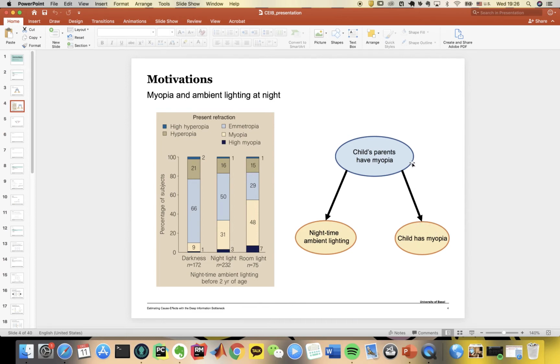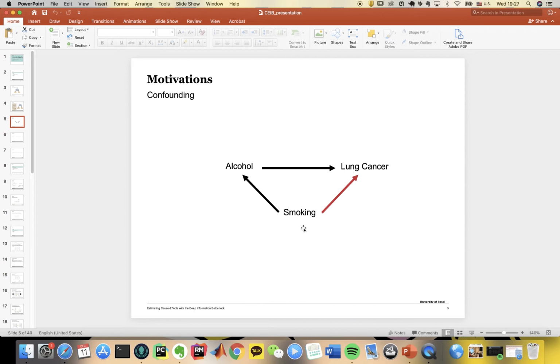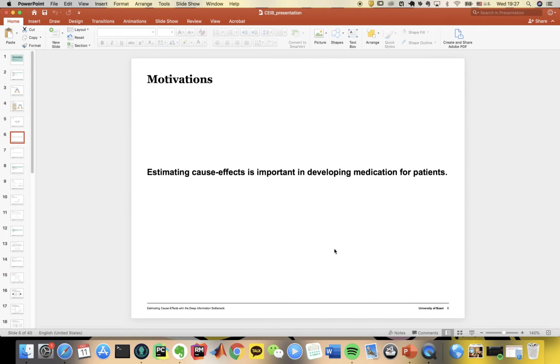So it's pretty important for us to specify the distribution of the confounder. In this case, if you know that smoking is the confounder, then people might know that not only should they stop drinking alcohol to prevent lung cancer, they also need to quit smoking. Estimating causal effect is also pretty important regarding biomedical data sets. For example, in developing medications for patients, doctors can offer the most effective treatments once they know what the real confounders are that influence both treatment and effect.